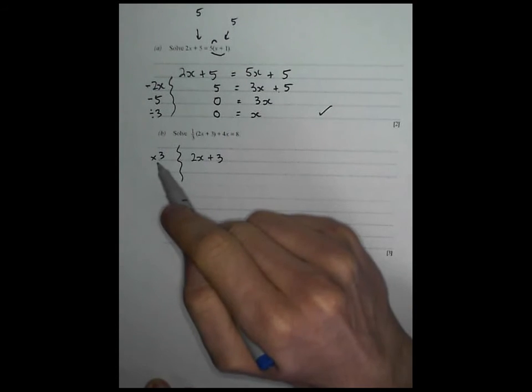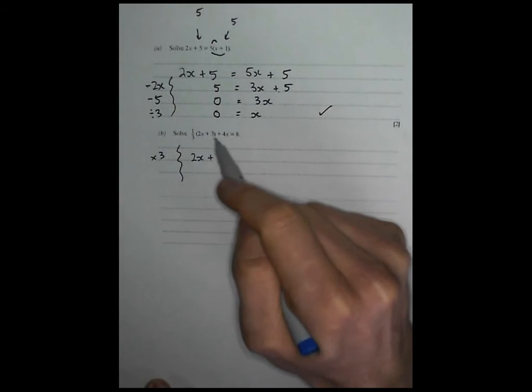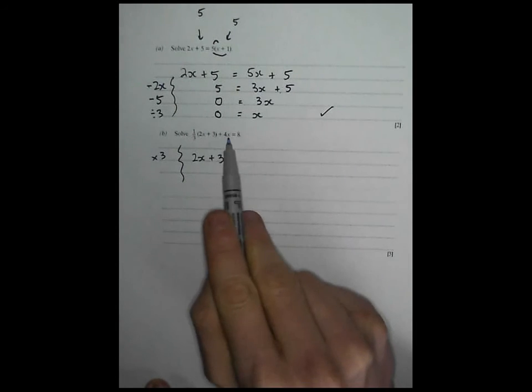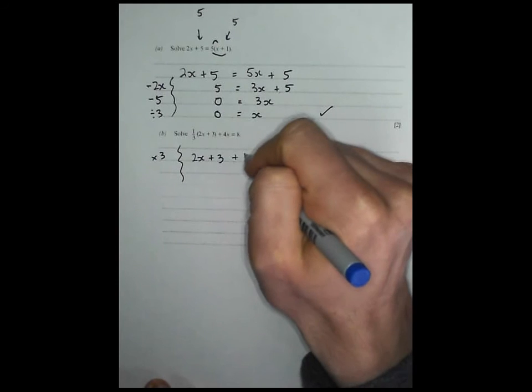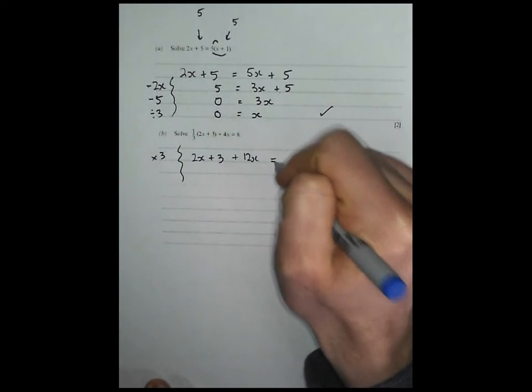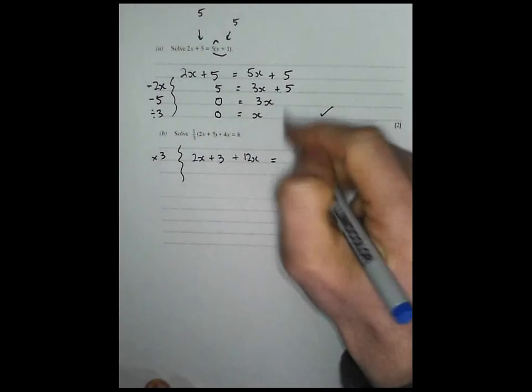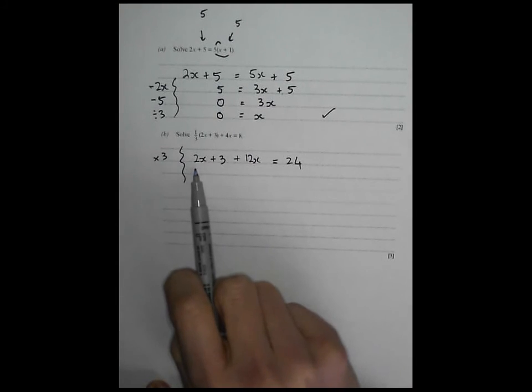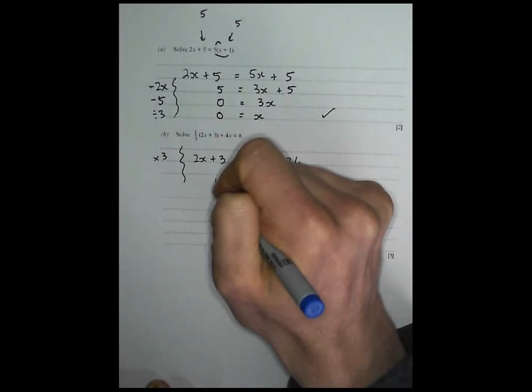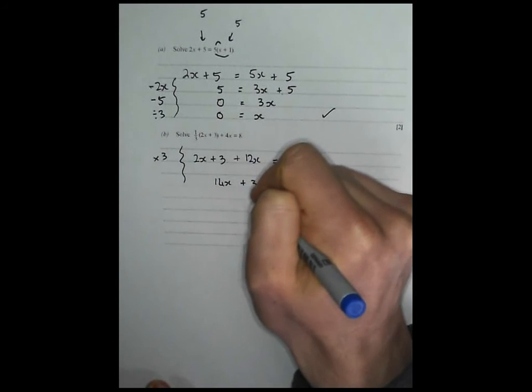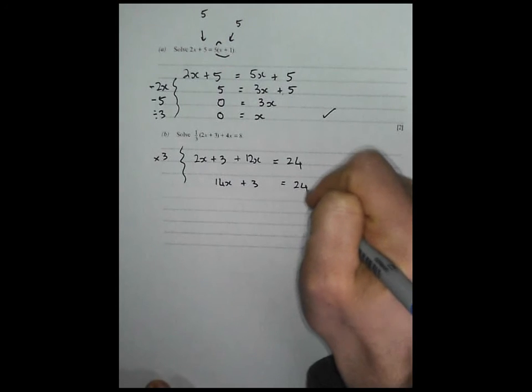Now I've got to deal with my 4x. I've got to times that by 3 as well. That is a separate term in this expression. So my 4x gets times by 3 to leave me with 12x's. And now I've also got to remember to times my 8 by 3 to leave me with 24. Now if you can get to that stage, the rest of the question's really easy. It's just very difficult getting to that stage. So now we can finish it off. We've got 2x's and we've got 12x's, that's 14x's. We've still got our plus 3, and that's all equal to 24.